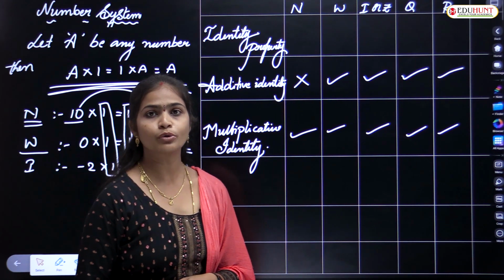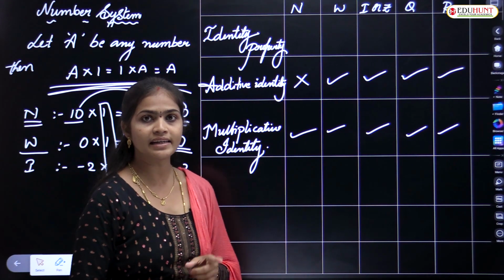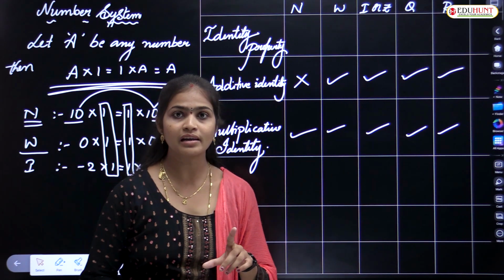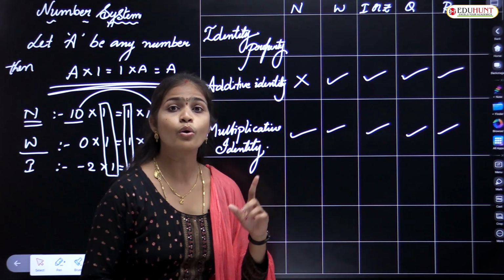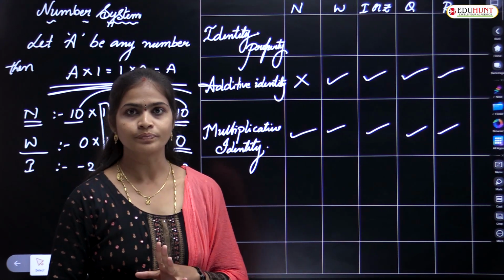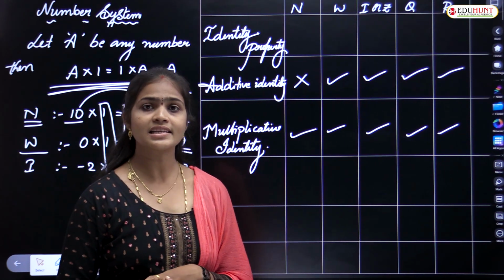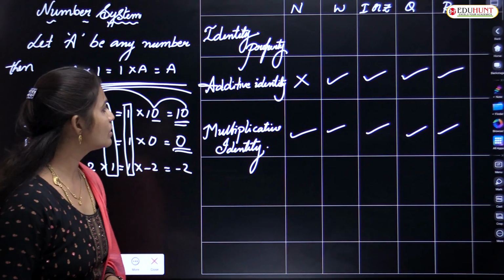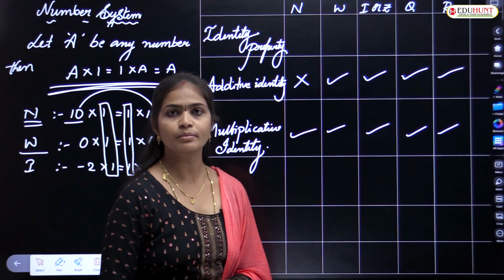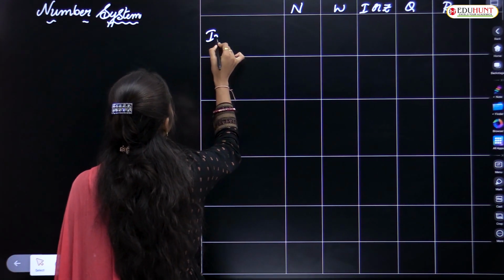So what is the multiplicative identity in rational numbers? 1. What is the multiplicative identity in natural numbers? 1. What is the additive identity in natural numbers? Does not exist. What is the additive identity element in real numbers? 0. Okay, what is the additive identity element in integers? That is also 0. Okay, so this is about the identity property. Next we will discuss the inverse property.